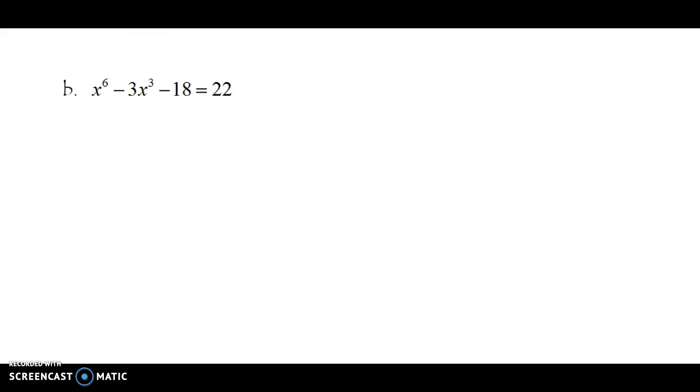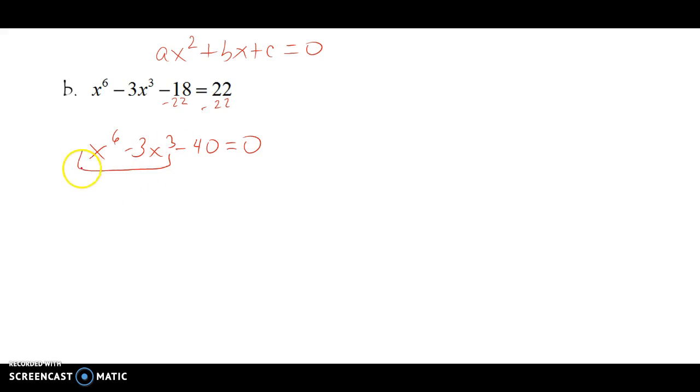Another example, we're going to approach this in a little bit of a different way, and that is we want to use that substitution to simplify this. We want to get it into this form, if we can. So first thing is we need to get rid of this 22 to get 0 on the right side. So we're going to subtract 22. So we end up with x to the 6 minus 3x cubed minus 40 equals 0.